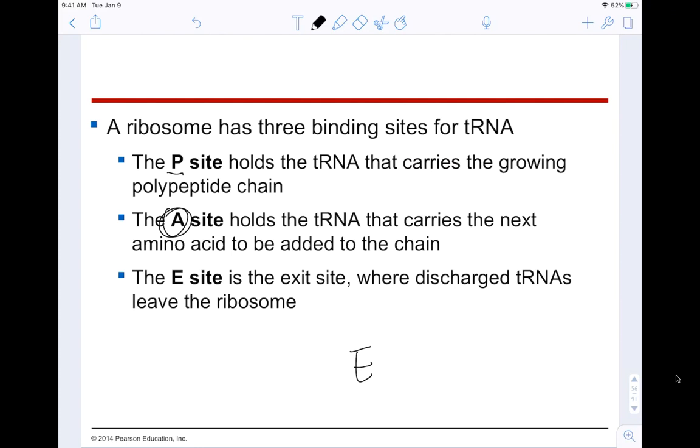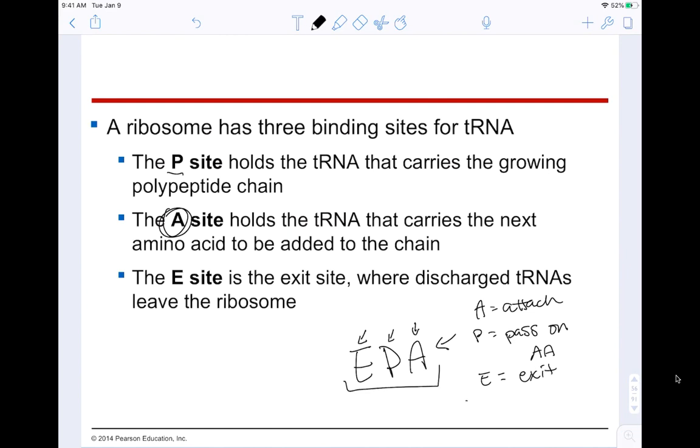So they exist in this form, like EPA, like Environmental Protection Agency, but you start from here, APE. I like to think about this like attach, pass on the amino acid, exit. That's like the simplified version for me. So like A, attach, P, pass on amino acid, and E, exit. So this is the order that they exist in, but you go this direction.